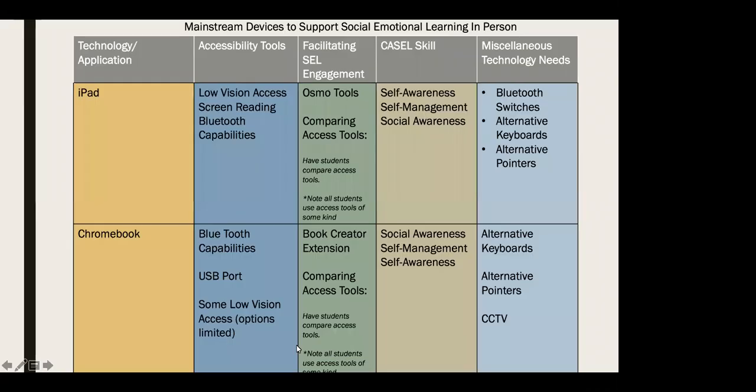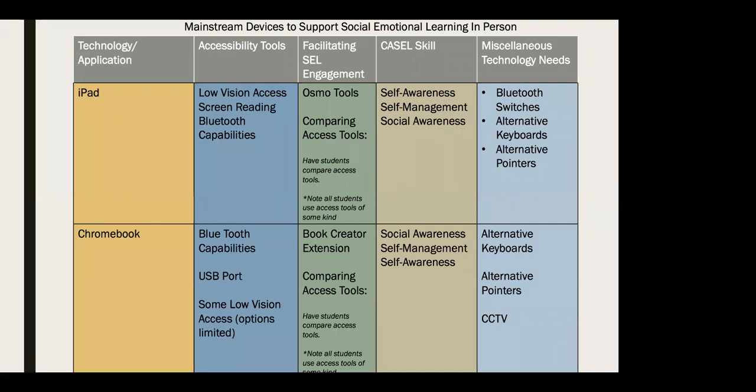Okay, so mainstream, did I skip one? No, I didn't. Okay, mainstream devices to support social emotional learning in person. We don't know what that means yet, but that will mean something different in the fall than what it's been in March. We know it'll look different because of social distancing, right? So these are the mainstream technology my students have always used in the classroom, the iPad and the Chromebook, right?